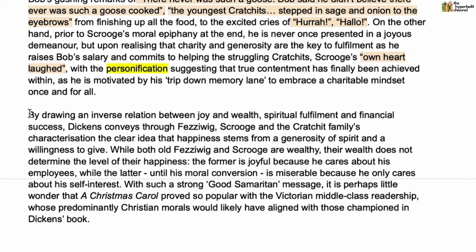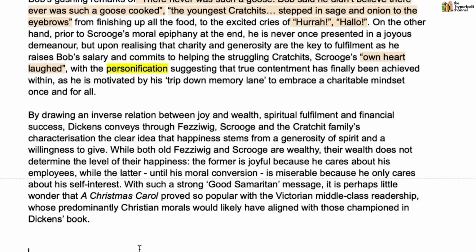Fantastic summary here, and using quite sophisticated language, keeping it conceptualized by drawing an inverse relation, right? So this idea that joy does not have to relate to wealth and vice versa, and that spiritual fulfillment has pretty much nothing to do with financial success most of the time. And then she also wraps up by saying that she's looked at Fezziwig from the extract, Scrooge and the Cratchit family from the novel as a whole to illustrate this idea.